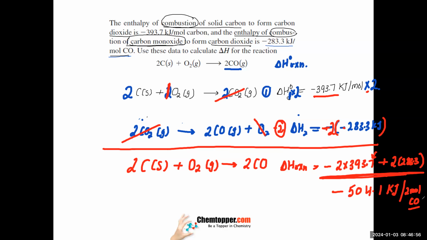How much will be for 1 mole? 2 moles, Anil, 2 moles. 2 moles of CO, right? For 1 mole, it will be half of that, correct?